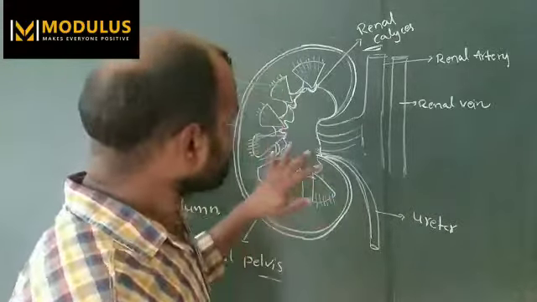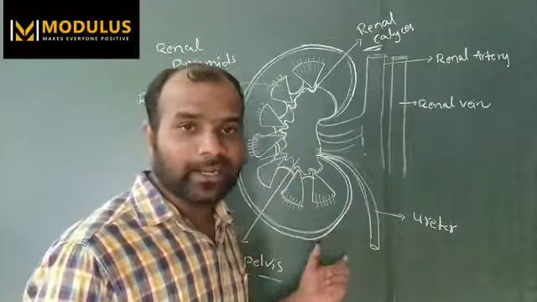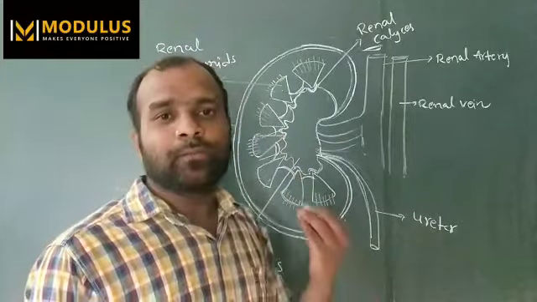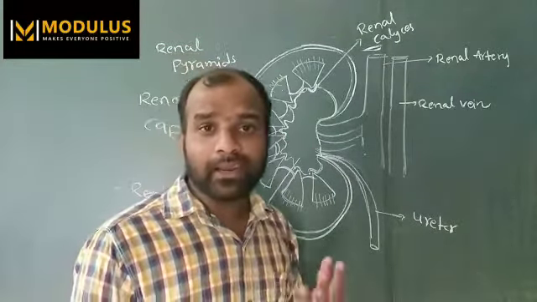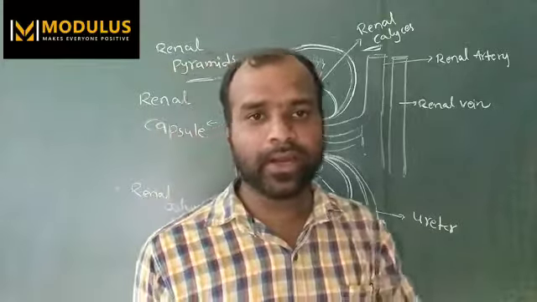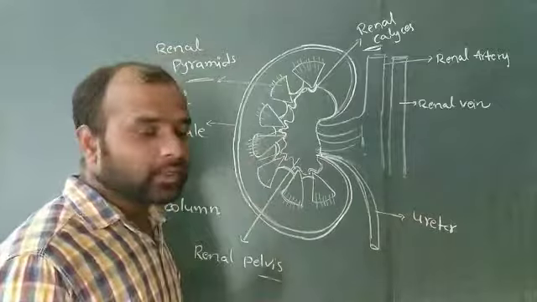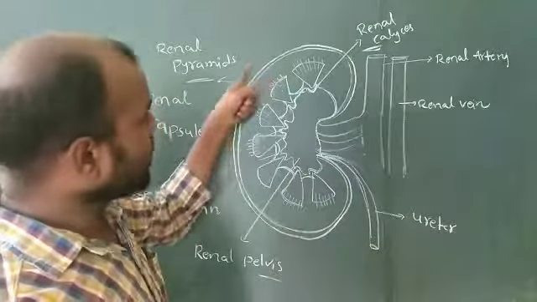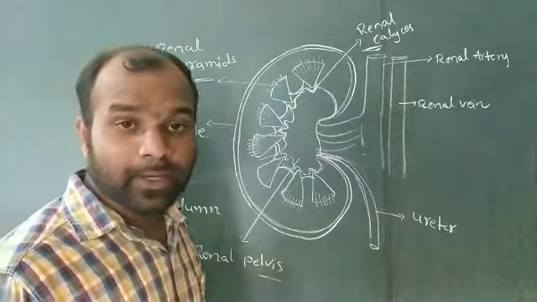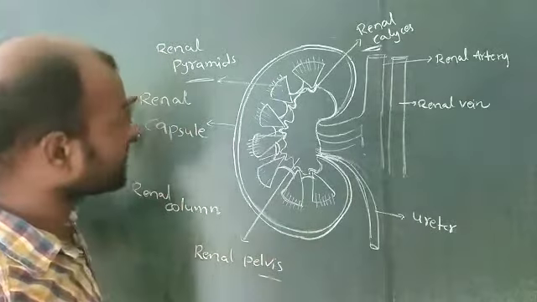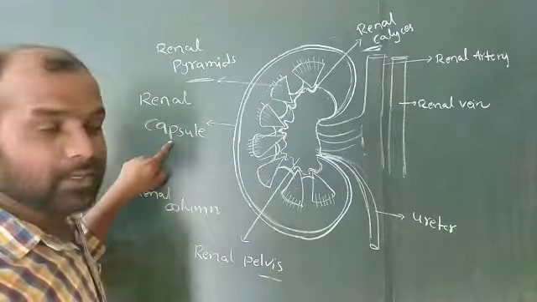Here it is the structure of the kidney, the internal structure of the kidney. In a human being, a pair of bean-shaped kidneys are present. So this is the internal structure of the kidney. The kidneys are surrounded by a fibrous coat. This fibrous coat is called the renal capsule, right?